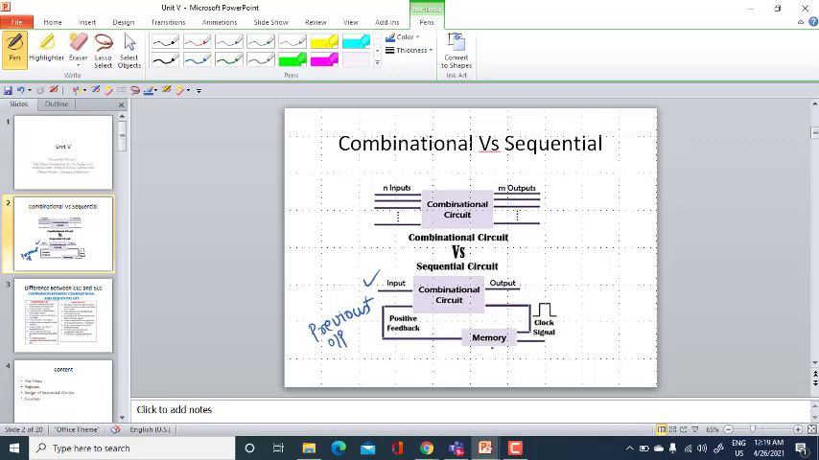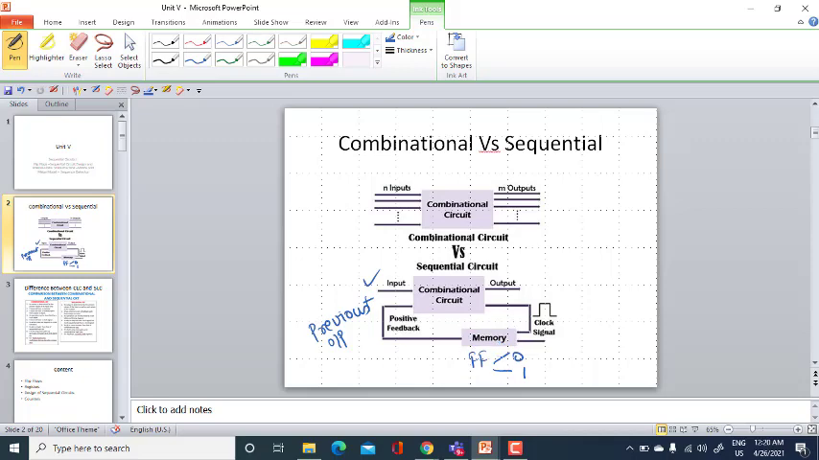So this previous output you will get through a memory. This memory is nothing but your flip-flop. This is a single bit data storage unit, which can store binary 0 or binary 1. So if I am telling this as an 8-bit memory, you will be having 8 flip-flops. As of now, just remember you have a flip-flop in the memory.